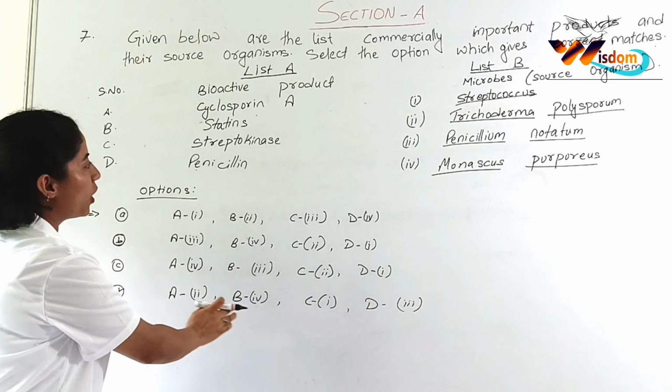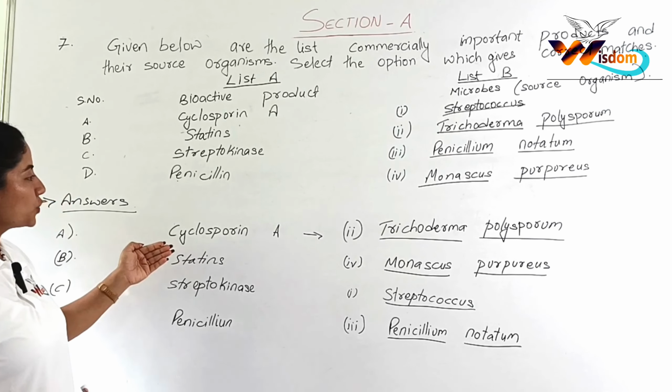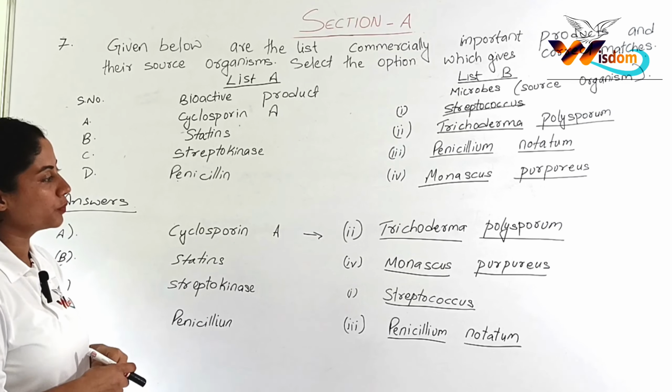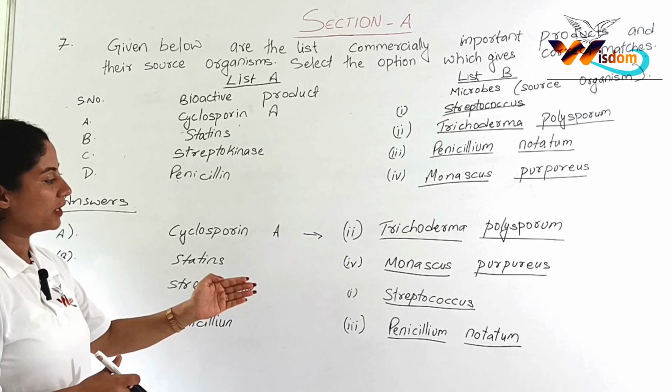What I do is, there is one trick: look at the spelling. Penicillin, I choose Penicillium notatum, and streptokinase, I choose Streptococcus. So we have to look at the options. Streptokinase, that is C and 1. We have to match C and 1. That is in option D. And another one, penicillin, option 3. So all other options are rejected. Now we can choose option D as the correct option. So this is very easy. And the final answer is here: cyclosporin, Trichoderma polysporum; statins, Monascus purpureus; streptokinase, Streptococcus; penicillin, Penicillium notatum.